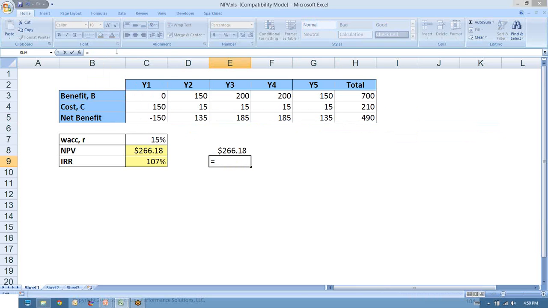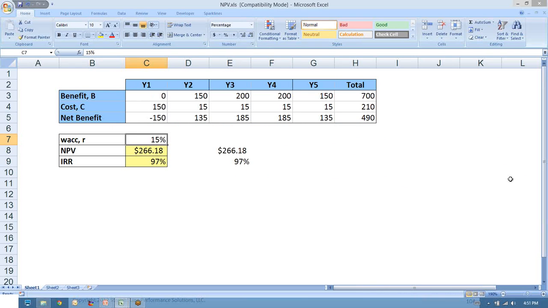Try that again. Equals IRR, and if I select the whole thing, you'll see that it goes to 107%, and there it is, 107. But remember, we don't want that last one, so I'm going to take that out, and that gives me 97% IRR. That's actually a pretty high IRR, so let's correct that one. This should only go through G5. There we go, 97%.